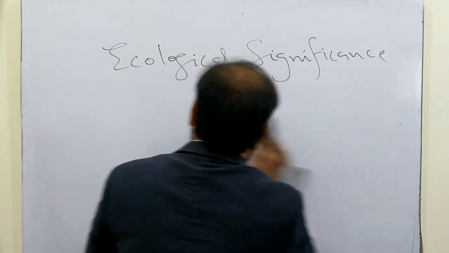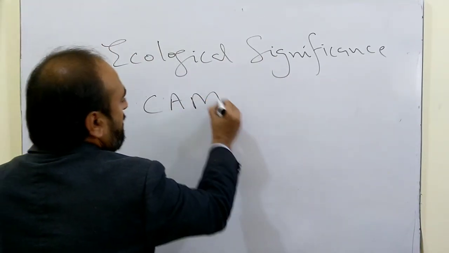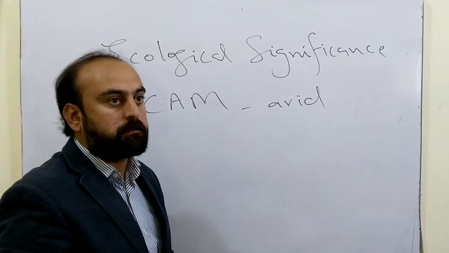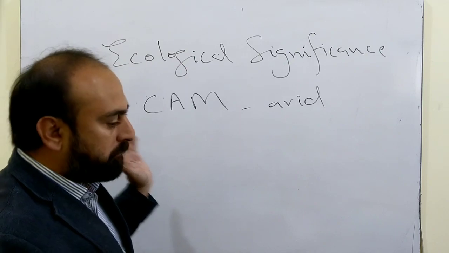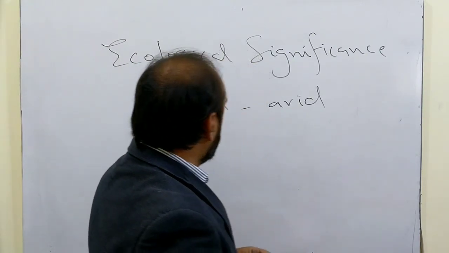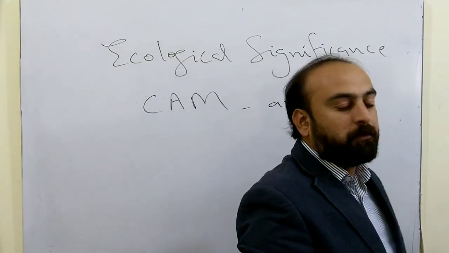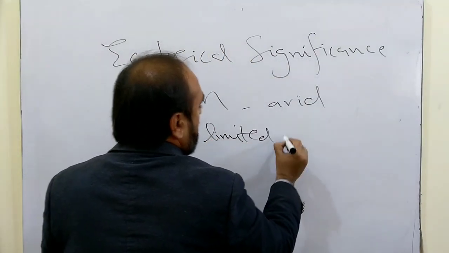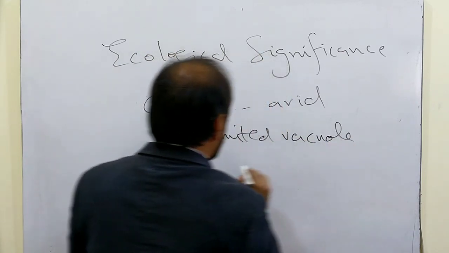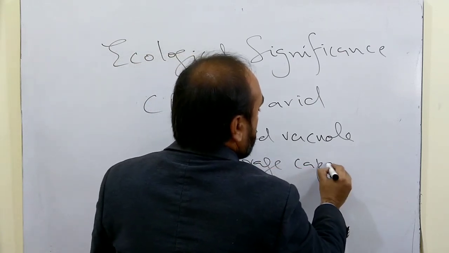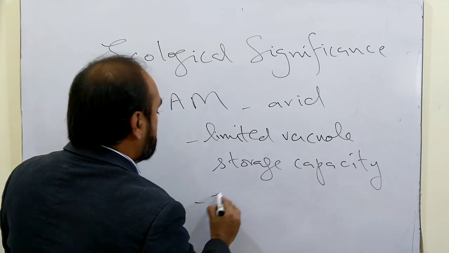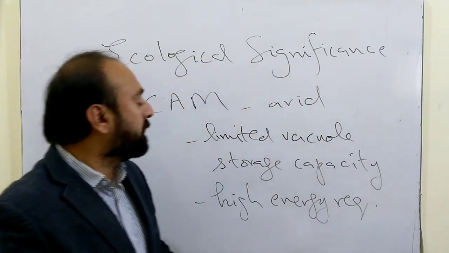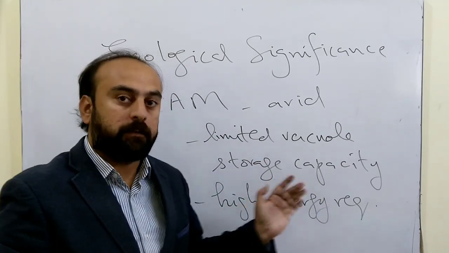If we talk about CAM pathway, which is a characteristic of arid environments, they have the highest transpiration efficiencies. Their transpiration efficiencies are higher than C3 and C4 plants, but they have low rate of photosynthesis or slower growth. There are two main limitations. One is the limited vacuole storage capacity, because they need to store malate during night time, and second is the high energy requirement, because they need 6.5 ATP under ideal conditions per mole of carbon dioxide fixed.